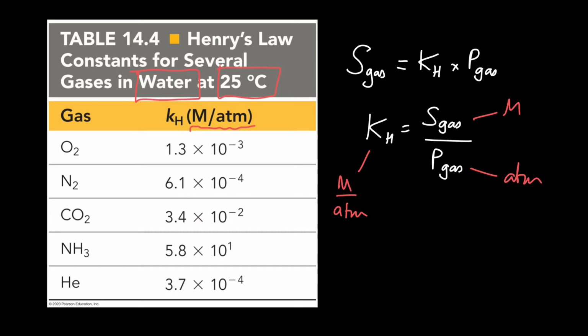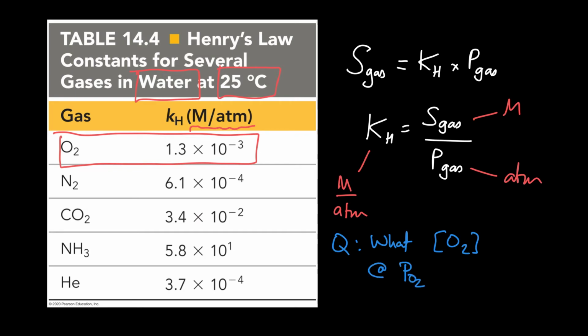In order to calculate a Henry's law constant, all you have to do is measure the solubility and compare it to the pressure of the gas, and that ratio gives it to you. So you can just look these up in tables. Let's do a calculation. Let's focus in on oxygen. Oxygen has a Henry's law constant of 1.3 times 10 to the minus 3 molar per atmosphere, and we can use that to calculate the solubility of oxygen in water. So let's write a question. What's the solubility of oxygen in water at 25 degrees C at a pressure of 25 atmospheres?